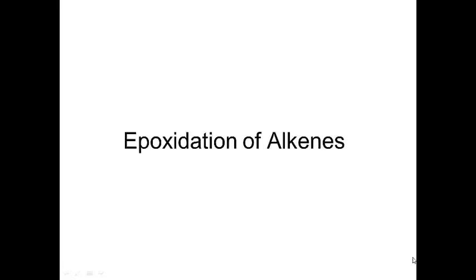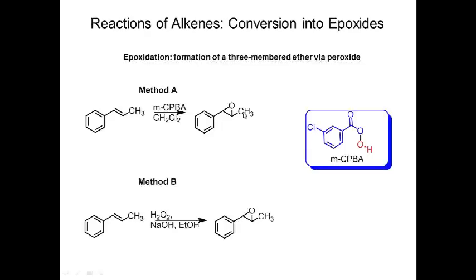So this video is going to focus on epoxidation of alkenes. Let's just jump right in. What is an epoxide? An epoxide is a cyclic ether. Shown here, it's a three-member ring with oxygen, carbon, and carbon together, and oxygen is singly bound to each carbon. It's a type of ether.